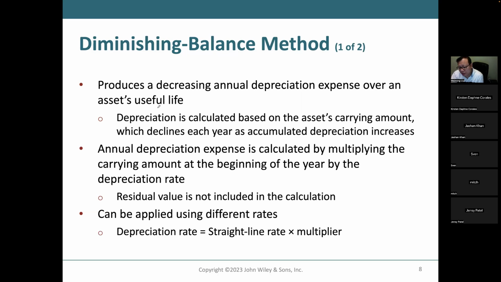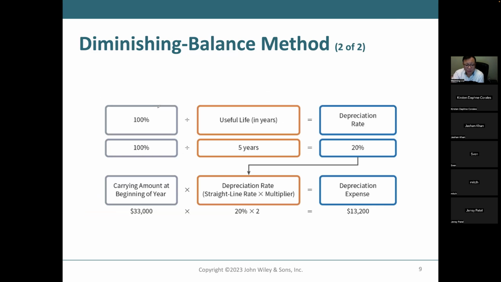So how to do this calculation? I will show you. First, you want to know what your depreciation rate is. The way you do it, you first use 100% divided by the number of years of useful life. That's 5 years, so 100 divided by 5 is 20%. And then you're going to apply a multiplier. Sometimes we use double. Often we use double.